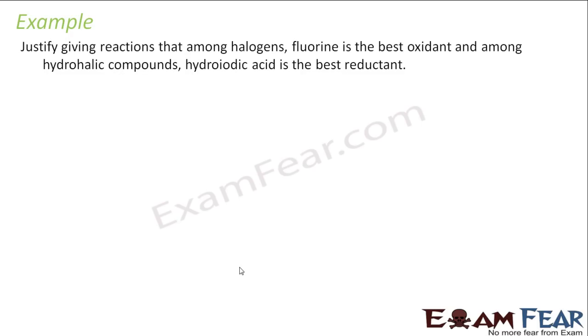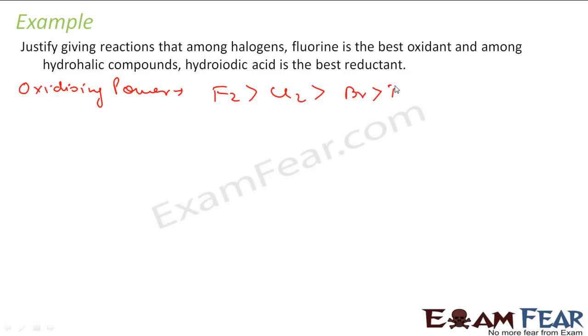We have to justify the given statement that among halogens, fluorine is the best oxidant, and among hydrohalic compounds, hydroiodic acid is the best reductant. So we have told this actually, that if you talk about oxidizing power, fluorine has the maximum oxidizing power, then chlorine, then bromine, and then iodine, right? And if you talk about reducing power, then I told that HF is the least, then HCl, then HBr, and the highest is HI.